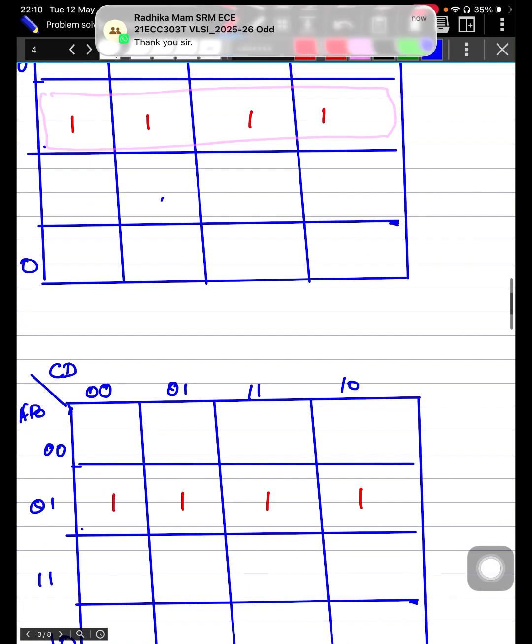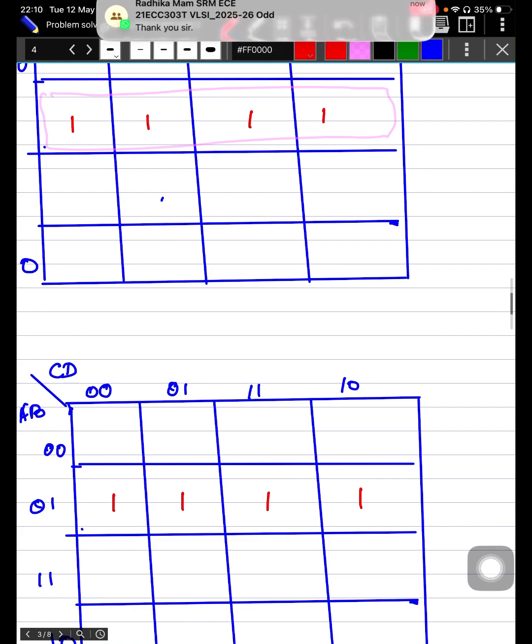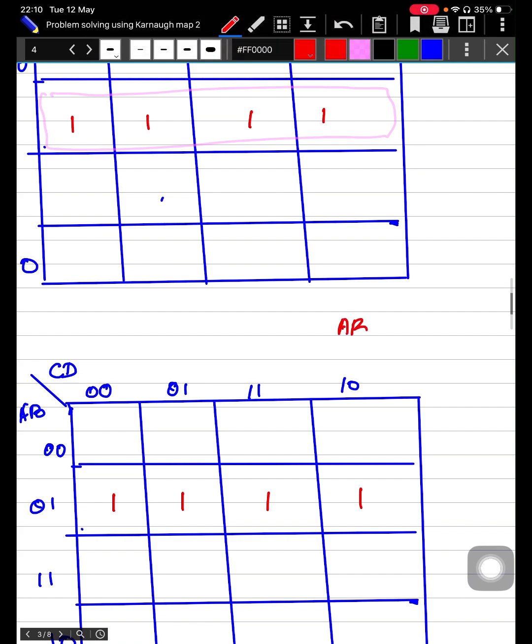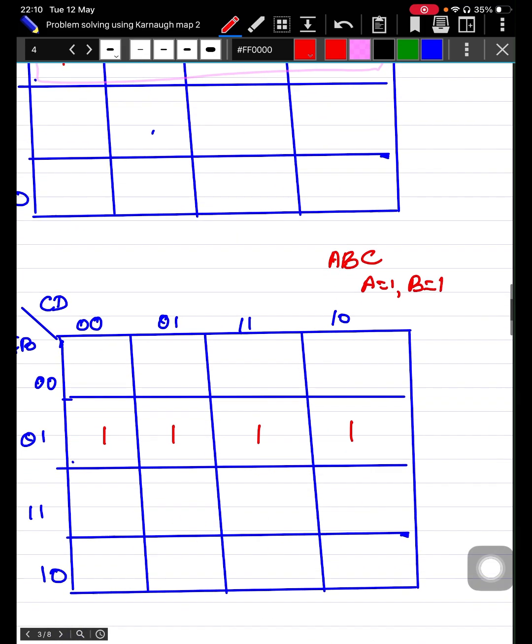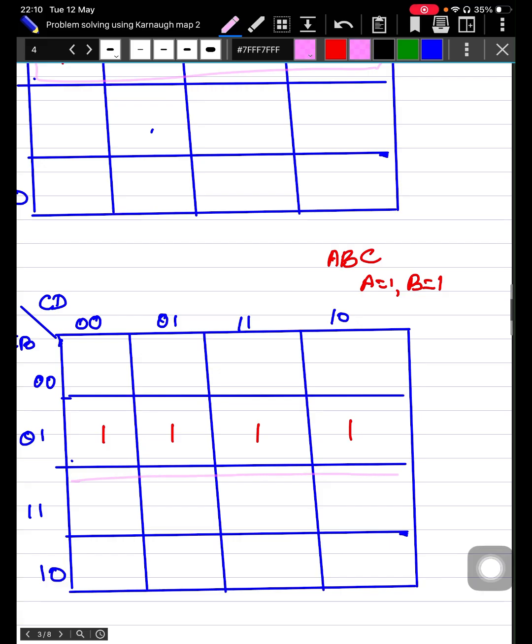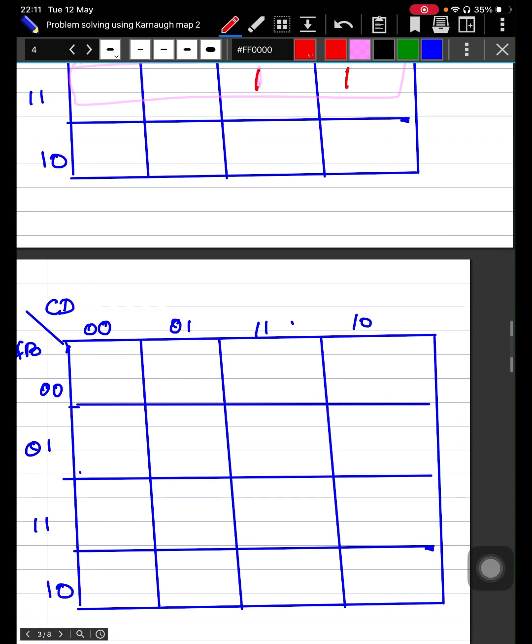What's the next one? ABC. A is 1, B is 1 means this whole thing. But there is a restriction here: not the whole thing. A should be 1, B should be 1, C should also be 1. So which are the elements? I can plot only here, 1 and 1. Is that clear? I'll reproduce the same thing here: 1, 1, 1, 1 and a 1, 1 here.